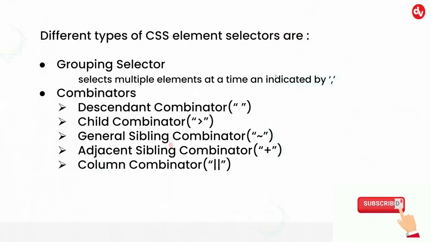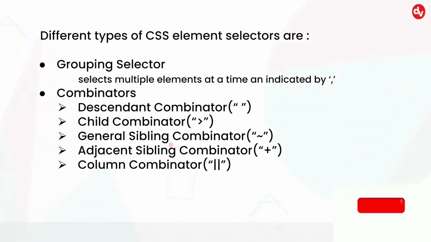The grouping selector is nothing but a comma. If you want to target multiple elements at the same time, and they don't have any pattern, all we need to do is specify the first element selector and separate it by a comma. After the comma, we can directly specify the second element selector. In this way, we can group multiple elements and select them at the same time, even though they don't have any pattern.